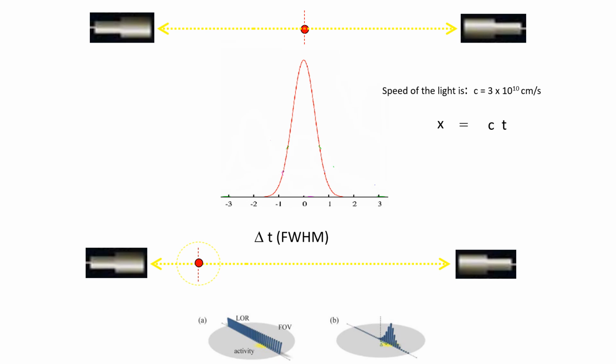Another important correction available on modern scanners is the correction for time of flight. We speak of TOF PET. Let us describe how it works. If the annihilation event is in the center of the field of view, the time taken by the two annihilation photons to reach the crystals at the end of the line of response is the same.